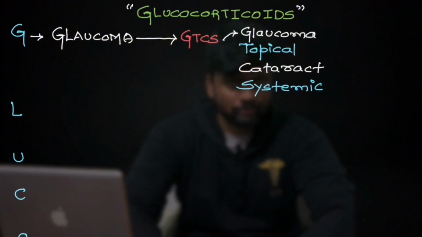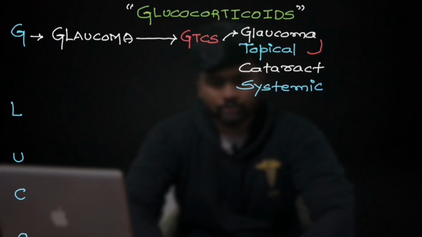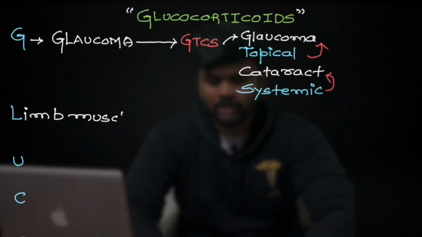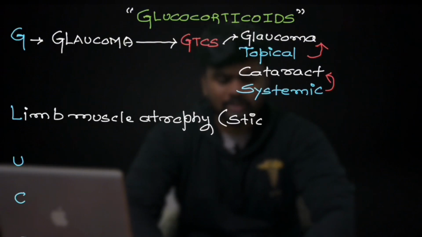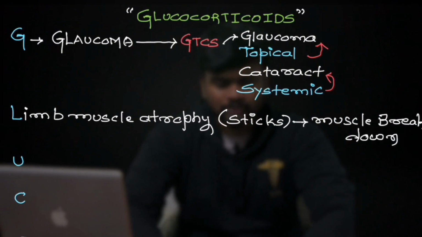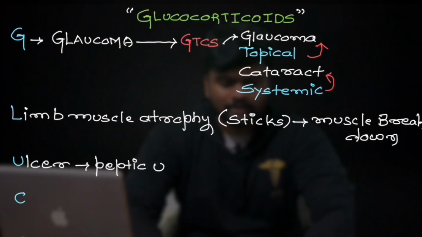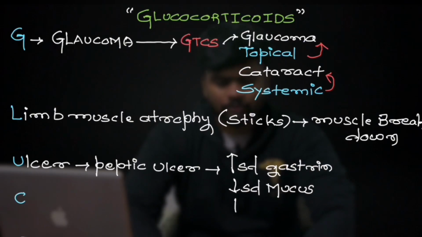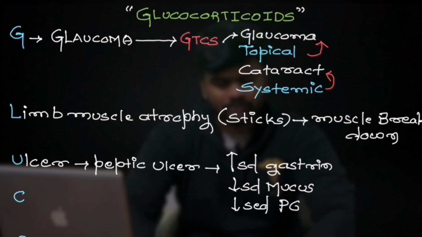Whenever we give steroids as topical, it leads to glaucoma. Whenever we give steroids as systemic, it leads to cataract. L refers to limb muscle atrophy because there is muscle protein breakdown happening in the periphery. Then U stands for peptic ulcer. Peptic ulcer occurs because there is increased gastrin, decreased mucus and decreased prostaglandin synthesis. So there is increased acid production and decreased mucus production. So that will lead to formation of ulcer in the stomach.